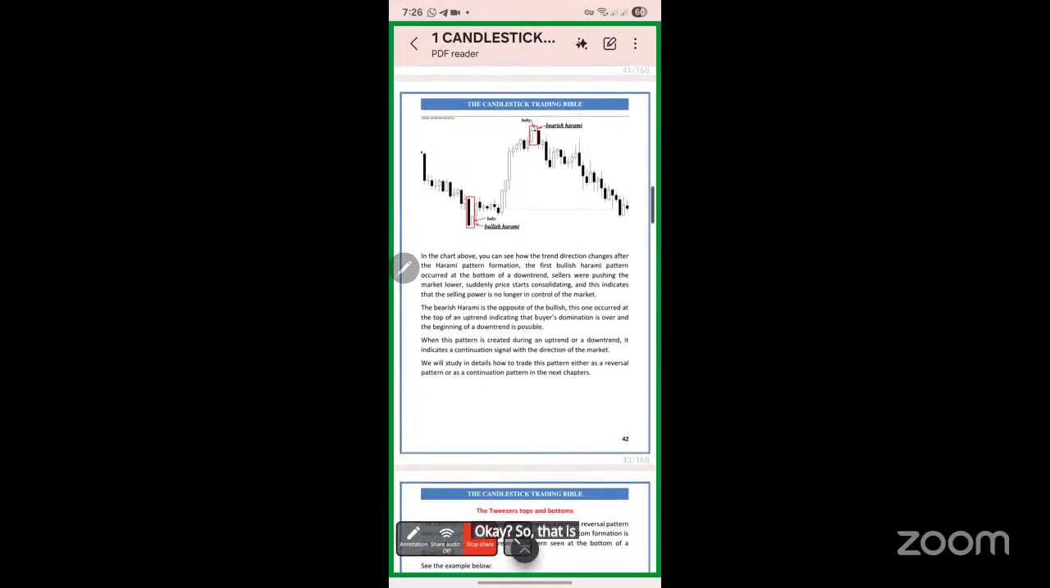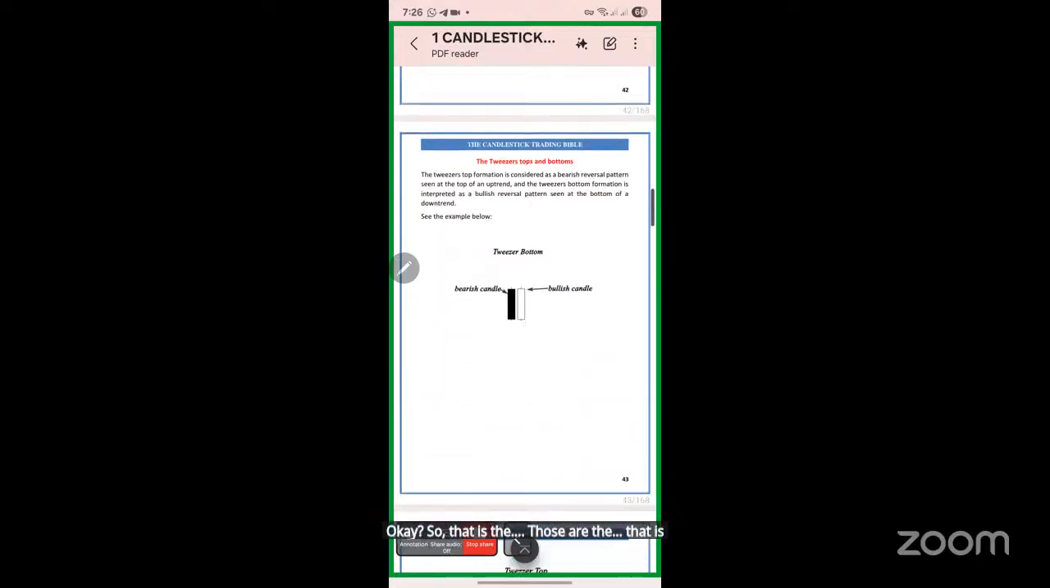When it comes to market analysis, we are going to use them as confirmation. On the lower time frame, we look for the bullish Harami. On the lower time frame, we look for the bullish engulfing. On the lower time frame, we look for the marubozu. Okay, so that is the bullish Harami and the bearish Harami.